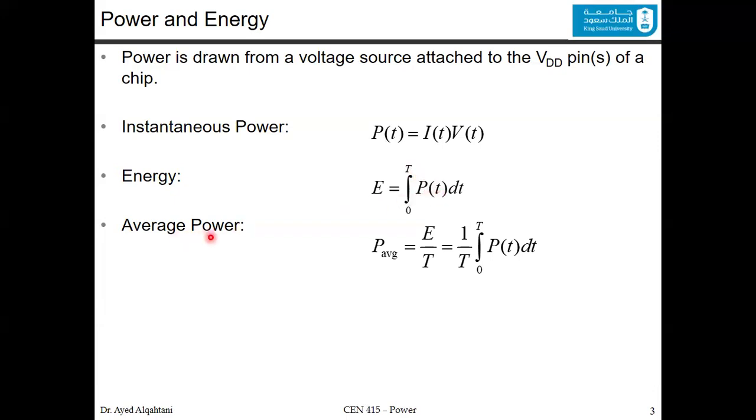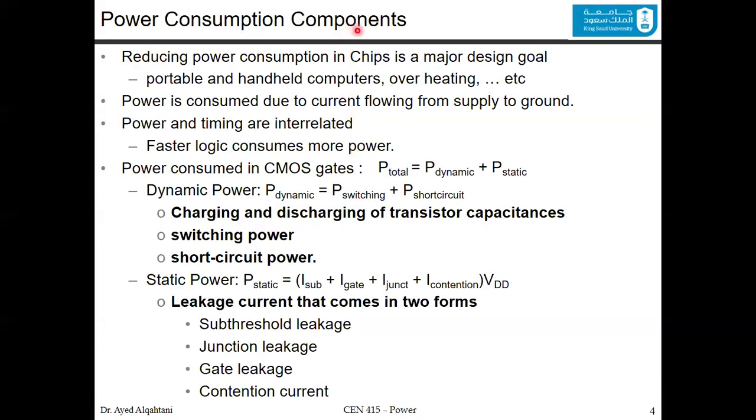Now, the average power is equal to energy over time, which in turn equals 1 over t times the integral from time 0 to time t of the power consumption. That will be the average power. Now, for the power consumption components, we have two main components: the dynamic power, which is this one, and the static power.